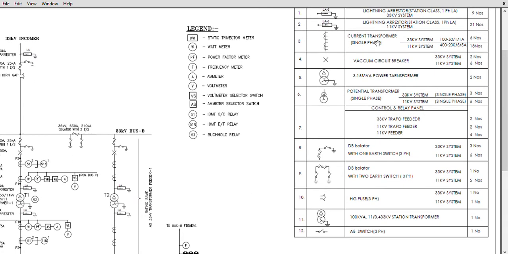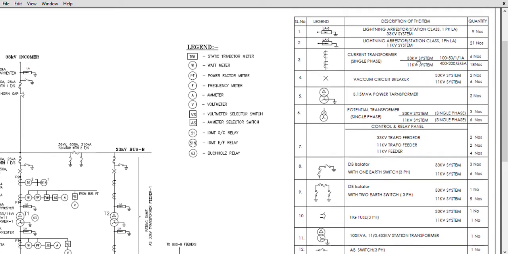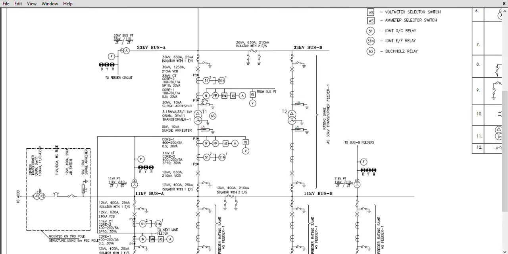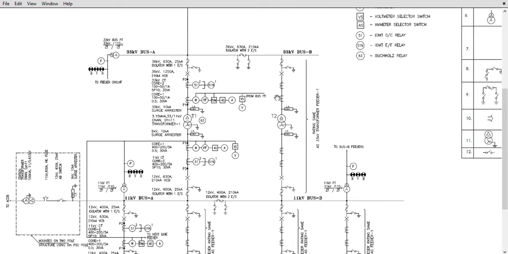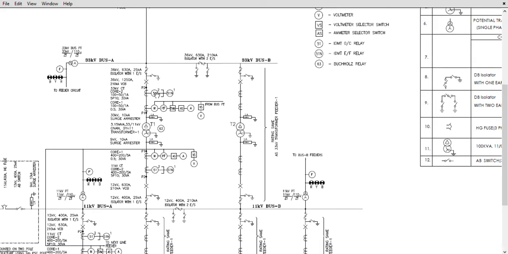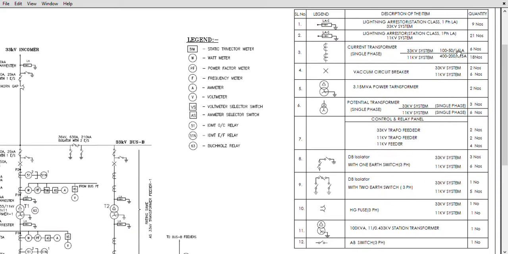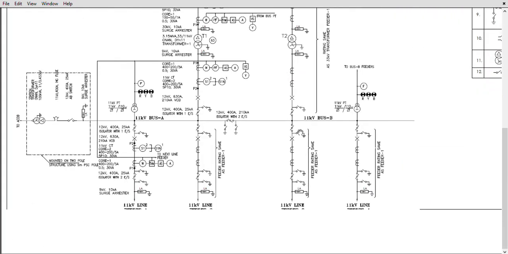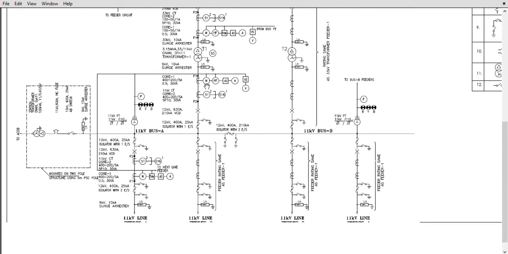And then CTs, 33 kV side CTs. How many CTs do we have on the 33 kV side? Total 6 numbers, because for transformer HV side only we have the breaker and hence we have CTs here. For each breaker we will be having 3 numbers of CTs. Similarly 3 plus 3, 6 numbers. And similarly 11 kV side. On the 11 kV side we have a total of 18 CTs. So 3 here plus 3 is 6, 9, 12, 15, 18.